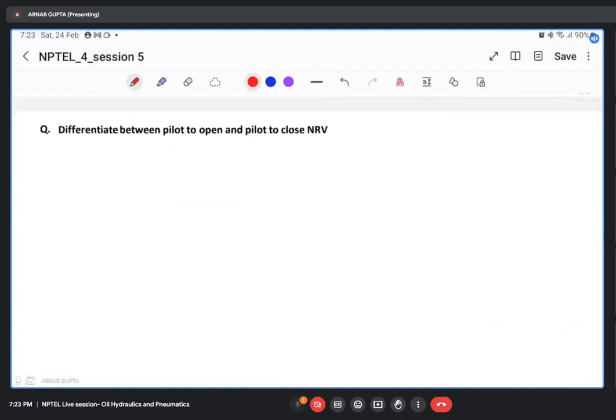Coming to the next question: differentiate between pilot to open and pilot to close non-return valve. We have already discussed what is NRV. It is basically a direction control valve. So what is the difference between your pilot to open and pilot to close?